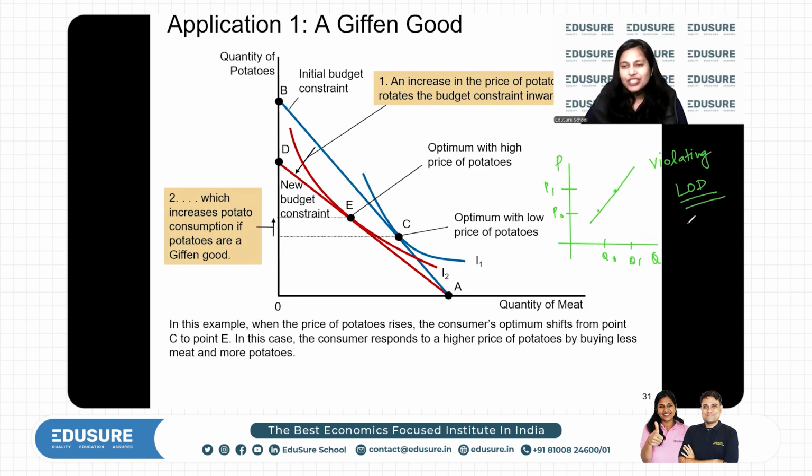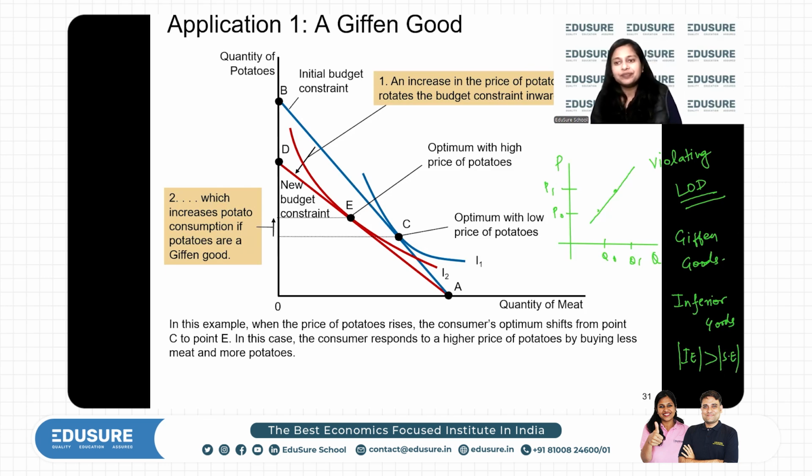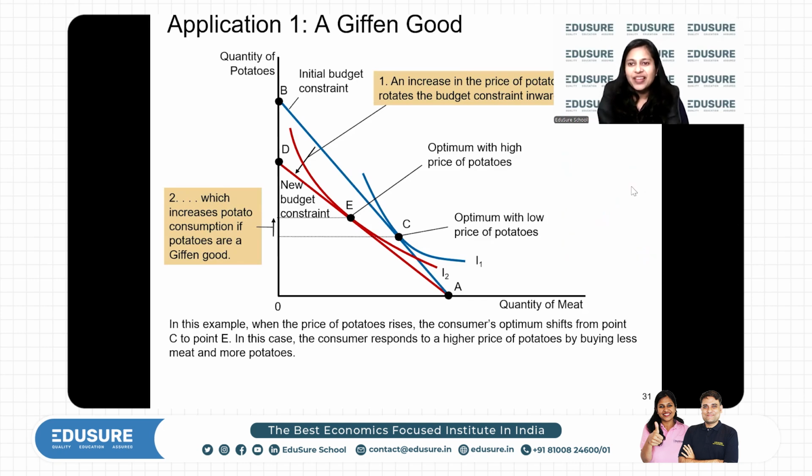Okay. And which goods violate the law of demand? It's the Giffen goods. And to reiterate why: because of the strength of the income effect, they are a subset of inferior goods for which the strength of the income effect is stronger than the strength of the substitution effect. All right, so these are called Giffen goods.